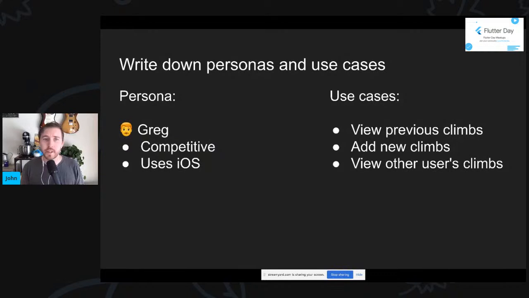So let's look at another use case real quick. Greg is a more competitive person. So I'm thinking of someone that wants to view other users' climbs maybe and compare himself to other people. That's just who he is and that's what he values. So that generates new use cases.